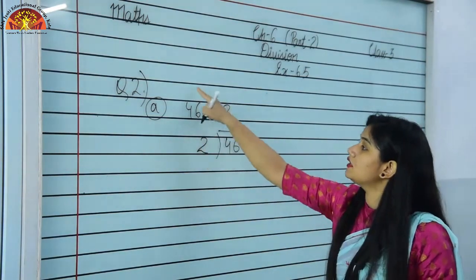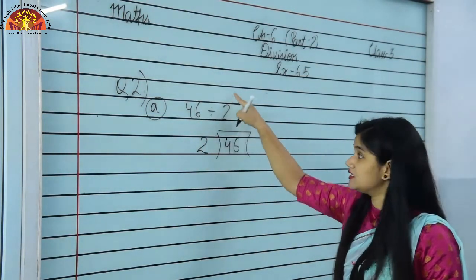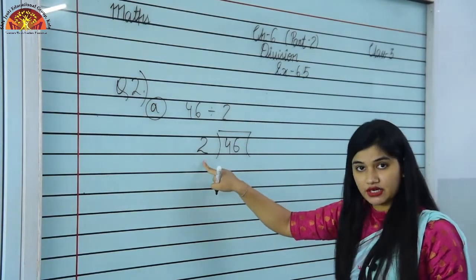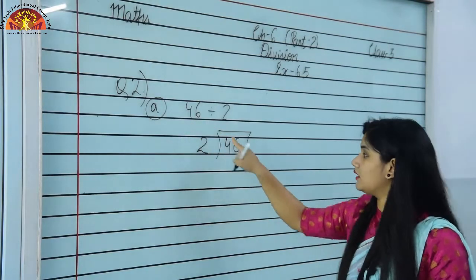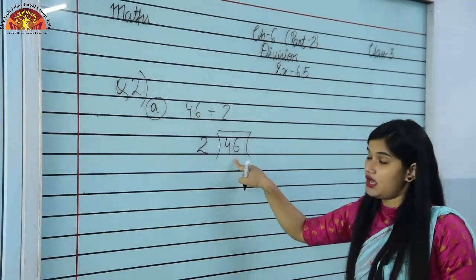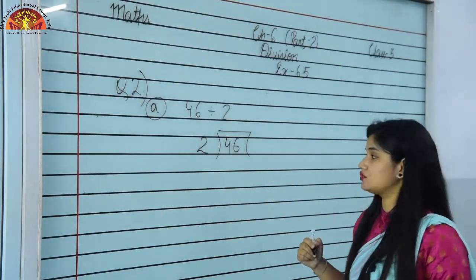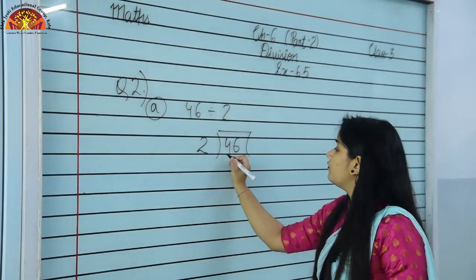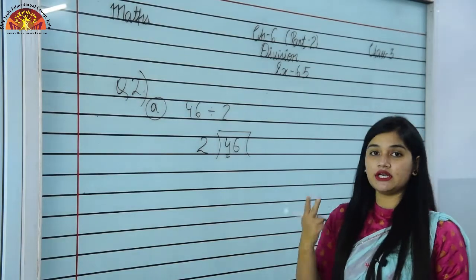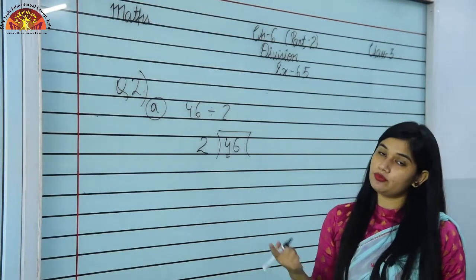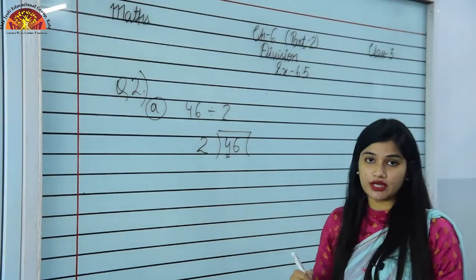The number by which we are dividing, जिस नंबर से डिवाइड कर रहे हो, that will be divisor. The number to be divided, जिस नंबर को आप डिवाइड कर रहे हो, that will be dividend. I have told you in previous video also. So now we have to take first digit, that is 4. अब हमें 2 का टेबल इतने टाइम्स बोलना है स्टूडेंट कि हमें या तो 4 मिल जाए या 4 से कोई छोटा नंबर मिल जाए.